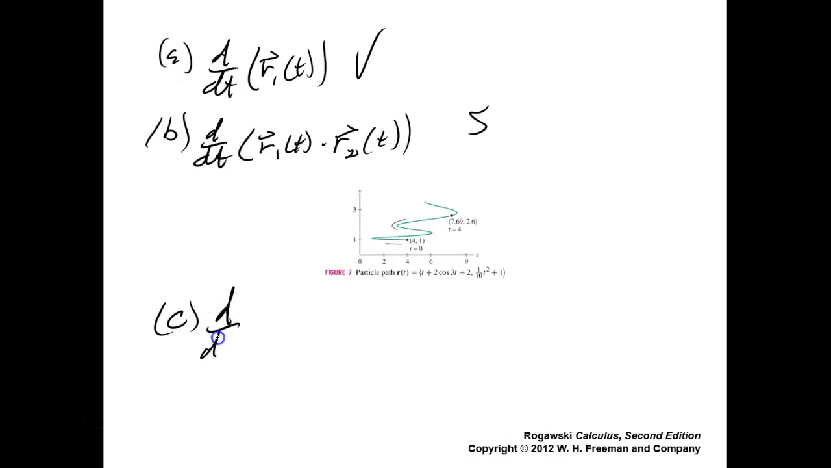d by dt of R1 of t cross R2 of t. Okay. What's that be? That's going to be a vector, because the cross product of two vectors is always a vector, and the derivative of a vector will be a vector. So we have there vector, scalar, vector. Good for them. All right.